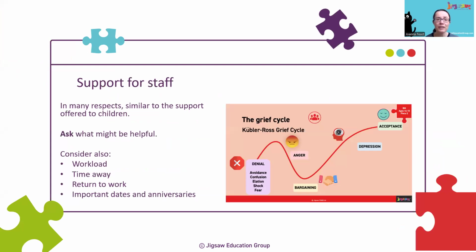Support for staff is also increasingly and hugely important. We cannot pour from an empty cup. So if any staff are going through a bereavement or a loss, be aware that the same sorts of things may be happening for them. And as I will always say, when it's children or adults, ask them what might be helpful. Rather than saying things like, let me know if you need anything, ask what would be helpful, so that they can tell you what would be helpful rather than making any assumptions.